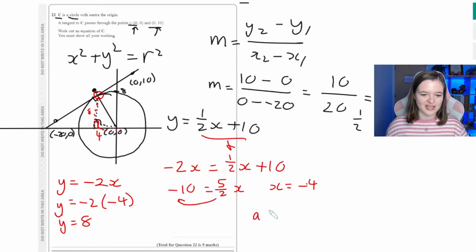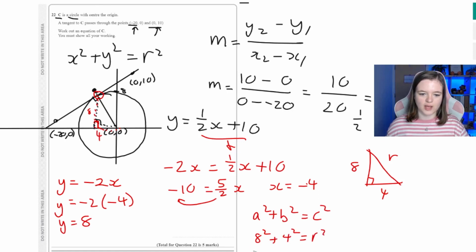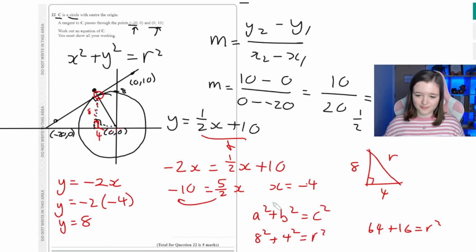So Pythagoras is a squared plus b squared equals c squared. It's going to be done on this triangle here. If you can kind of see it form, that's the right angle there, 8 up, 4 along, and that line there is the radius. So then we've got 8 squared plus 4 squared equals r squared. 8 squared is 64 plus 4 squared, which is 16, which is r squared. 64 plus 16 is 80. So then r squared equals 80.